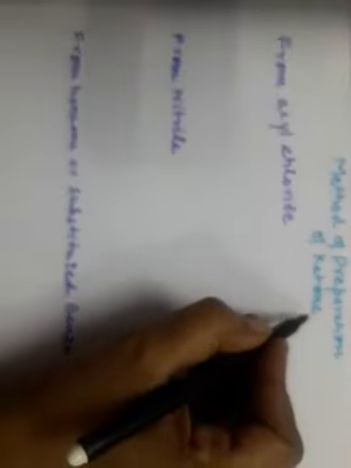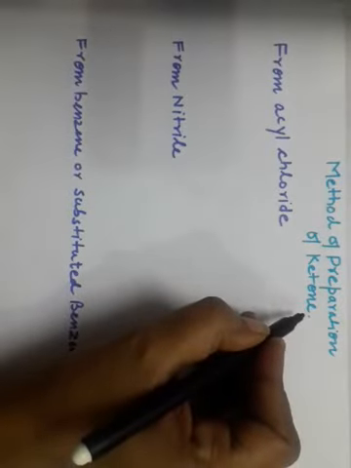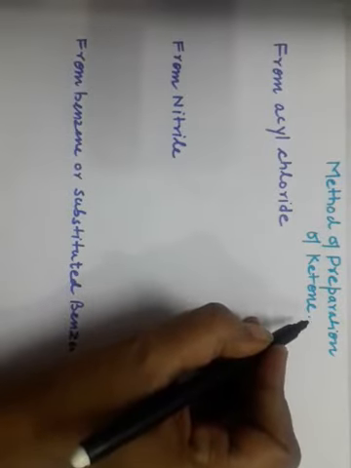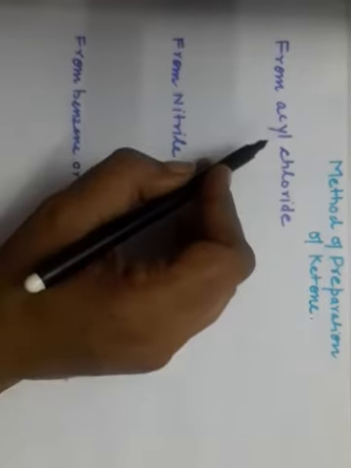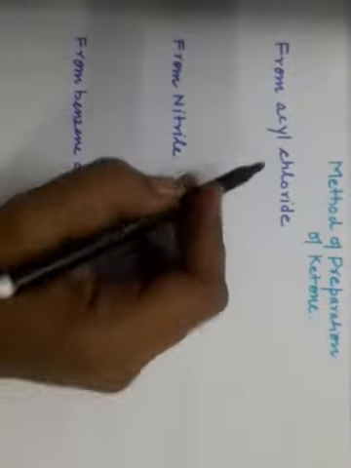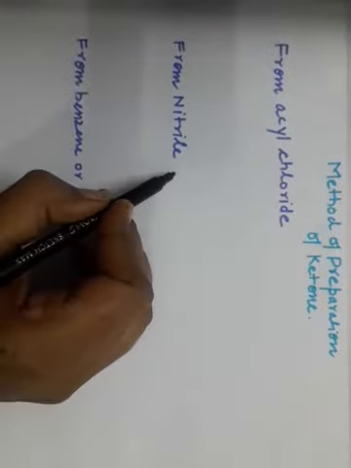Students, let's start the methods of preparation of ketones. In the previous video we started and discussed methods of preparation of aldehydes. Now today we are going to discuss ketones. There are three main methods: from acyl chloride, from the nitrile group, and from benzene we can prepare ketones.